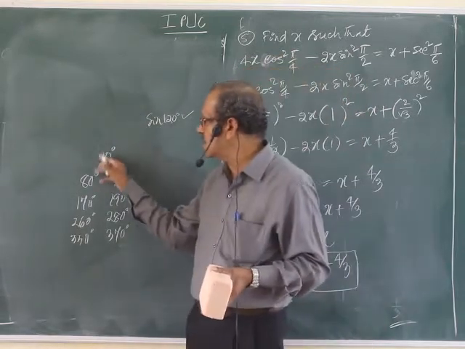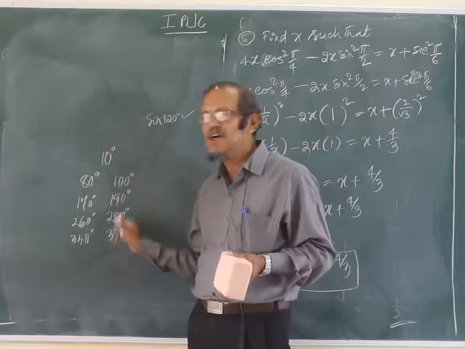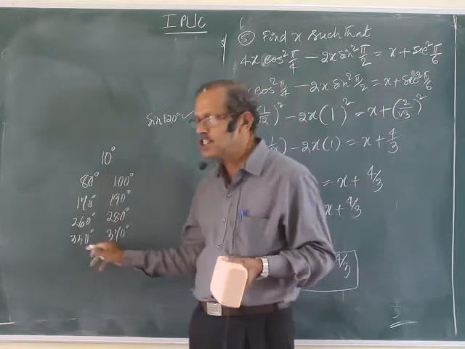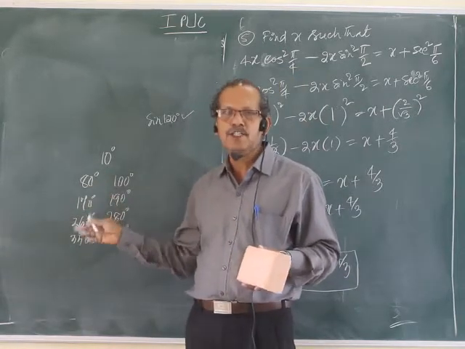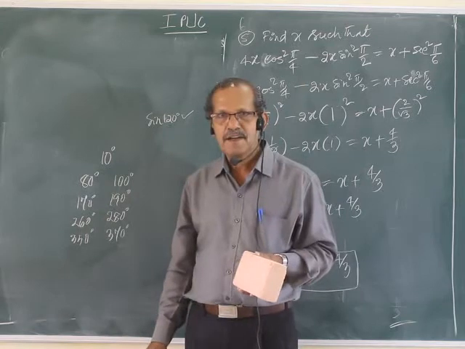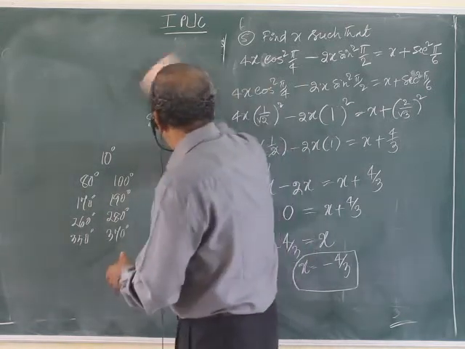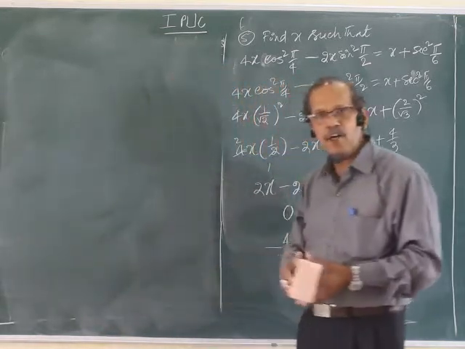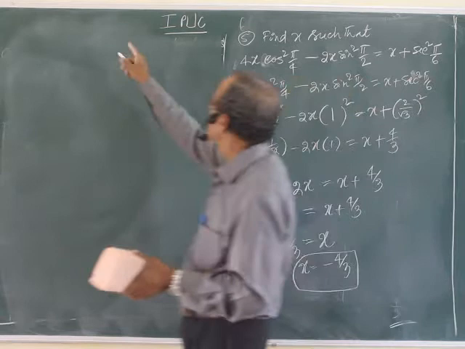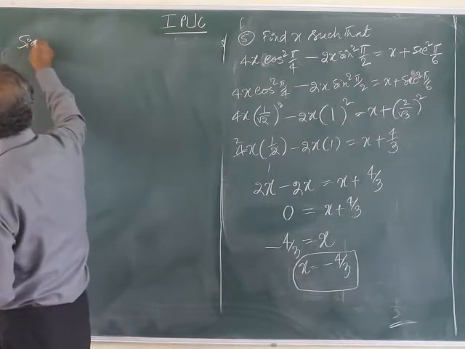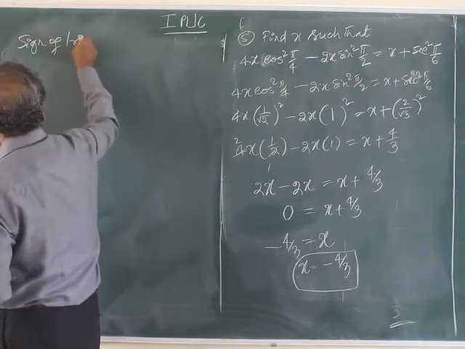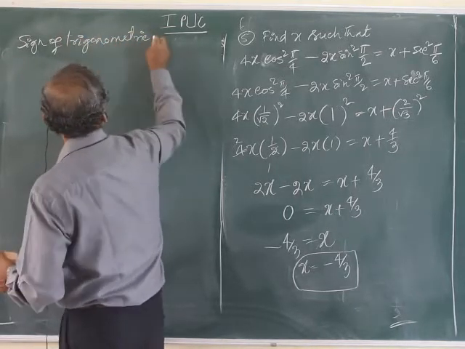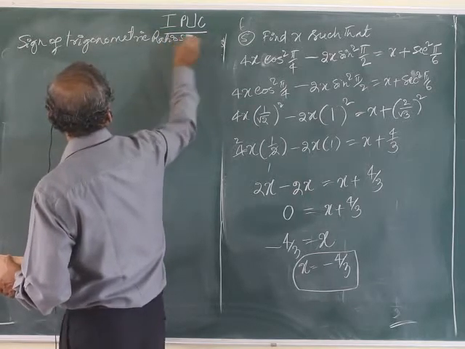Values of sine, cos of 10 degrees will be the same for these, remember. They differ only by the sign. Certain values become plus, some other values will be minus. So, if you know the sign convention, then you can write the trigonometric ratio of any angle. So, let me start with that one. Sign of trigonometric ratios.